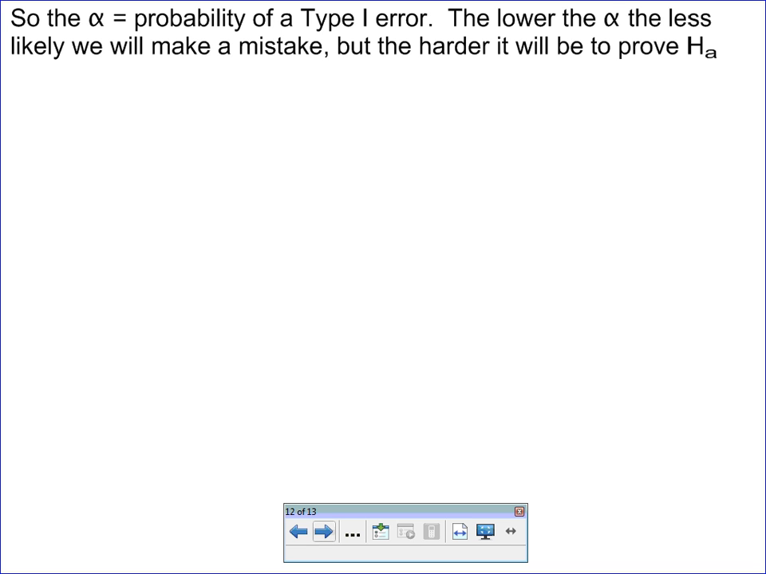So alpha is the probability of a type 1 error. The lower the alpha level, the less likely we will be to make a mistake, but the harder it is to actually prove what we wanted to prove. Because we do a significance test not on a whim, but because we're trying to prove something. We did a study, someone made a claim and we collected data. We're trying to prove something. If we fail to prove it, then we wasted our time. Or hopefully we learned something.